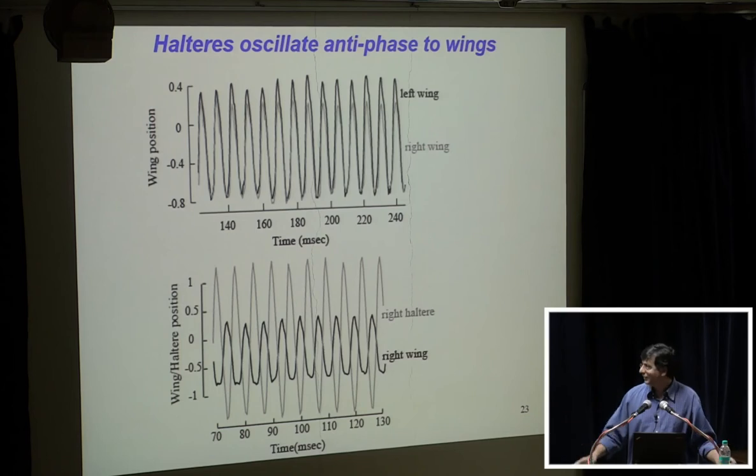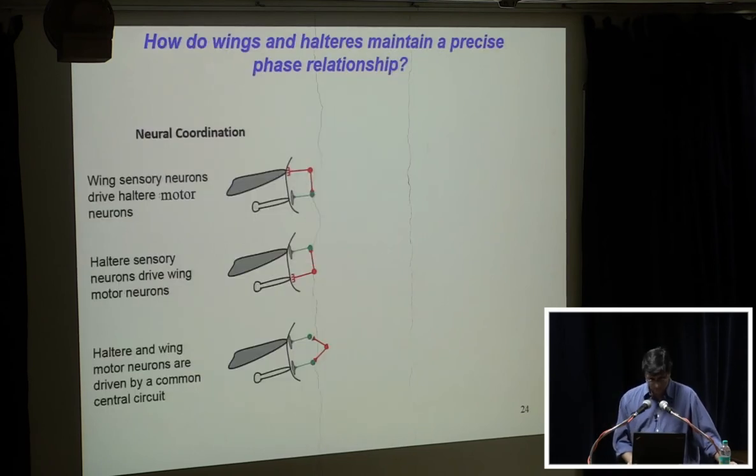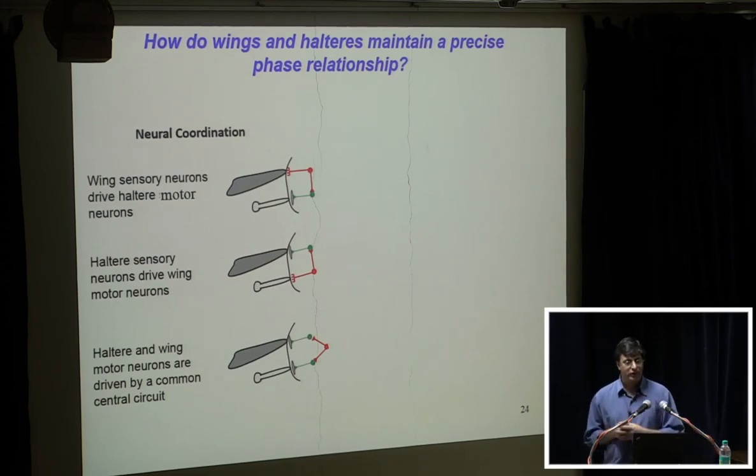This is happening in the insect that I showed you within 10 milliseconds, but it's true even in Drosophila or the house flies, which are 4 milliseconds. How can the system be this fast and yet this precise? So the obvious answer that comes to mind is, maybe it's all neurally driven. So what you have here is a wing sensory neuron that talks to the haltere motor neuron.